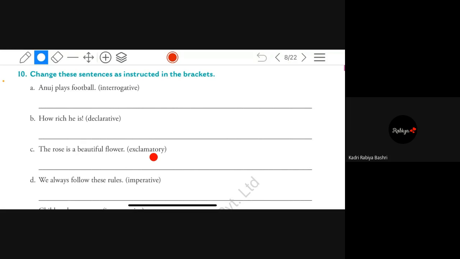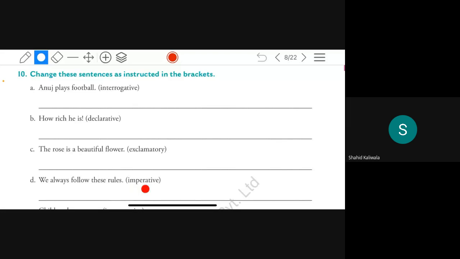So who was the other one who gave the answer? Humera. Yes, Humera, see, there is an article A. If an article, A or AN, is given, then you start the exclamatory sentence with what. What a beautiful flower the rose is. We always follow these rules.